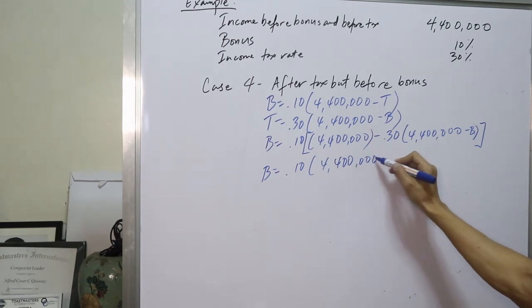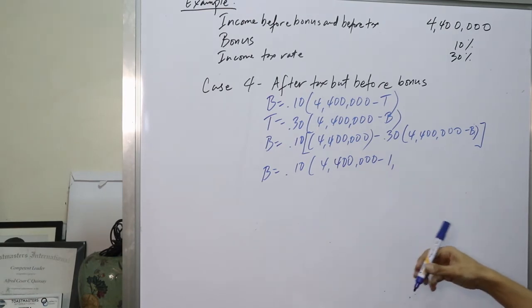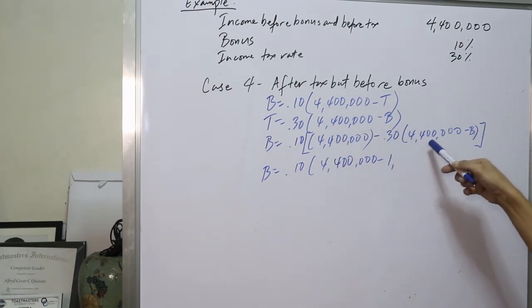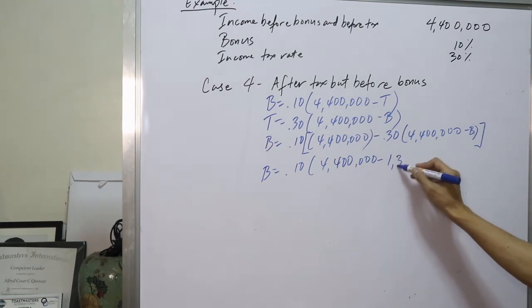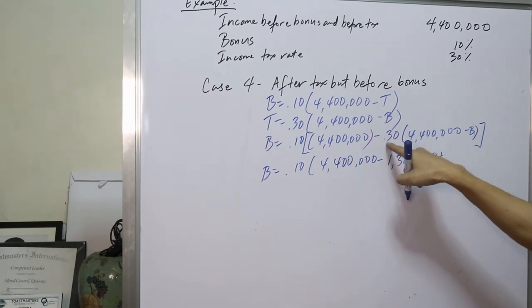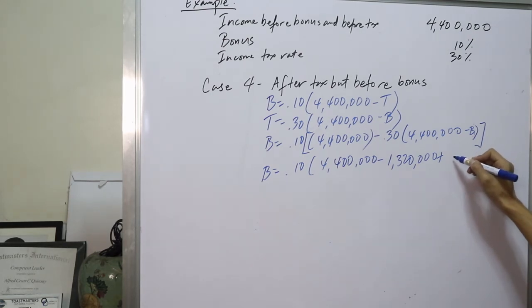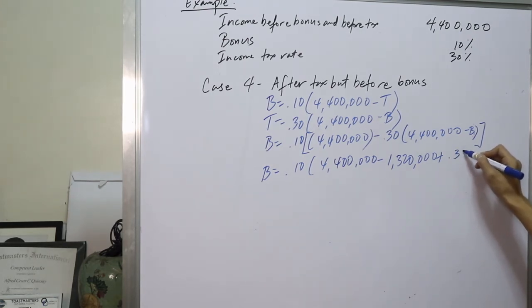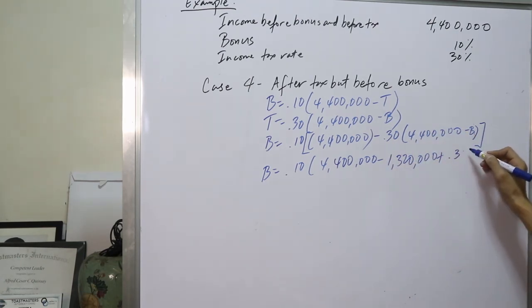So, but still, okay, so 4,400,000 less 1 million. Paano nakuha yun? That's 0.3 times 4,400,000. So 1,320,000 plus 0.3 times negative B. So magiging 0.3. Kasi ito negative na to, negative, so magiging positive na siya. So 30B. So there you go.